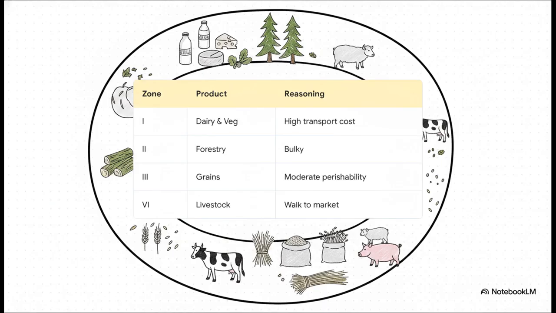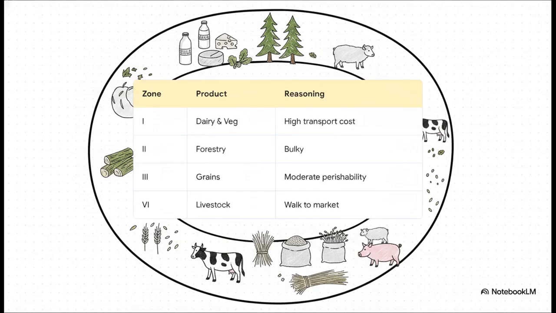Move out to Zone 2 and it gets really interesting. Forestry for firewood. In 1826, wood was an absolute necessity for fuel and building, but it's incredibly heavy, which means transport costs were enormous, so it had to be close by. Further out in Zone 3, you get your extensive grains like rye and barley, which don't spoil quickly and are much easier to transport in bulk.